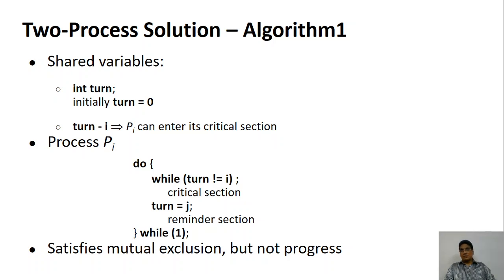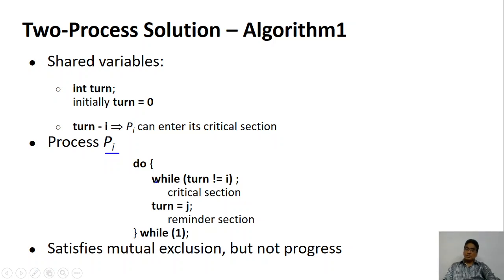Let's assume that we have a variable turn which will decide whose turn it is. Remember, this is shared among the 2 processors. Initially turn is equal to 0. That means the process with processor ID 0 will be allowed to enter the critical section. So how does this program work? Let's assume that the process Pi wants to enter the critical section.